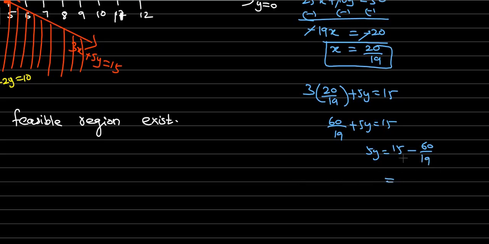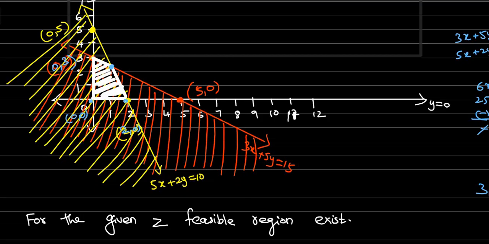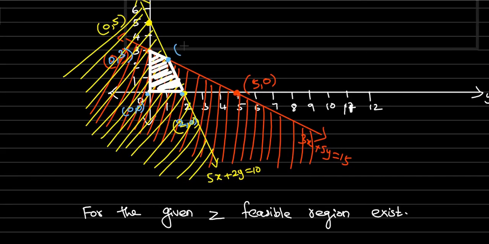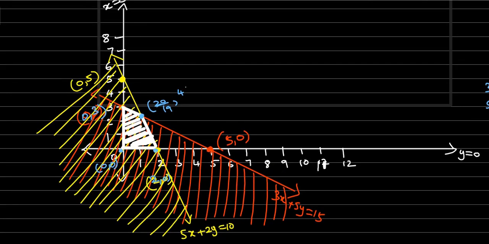So here if we take the LCM, we'll be getting 285 minus 60 by 19 for 5y. Now 285 minus 60 gives you 225. So 5y equal to 225 by 19. Now 225 divided by 5 gives you 45. Okay, so what is the y value? 45 by 19. So that means this particular coordinate is 20 by 19, and then the y coordinate is 45 by 19.